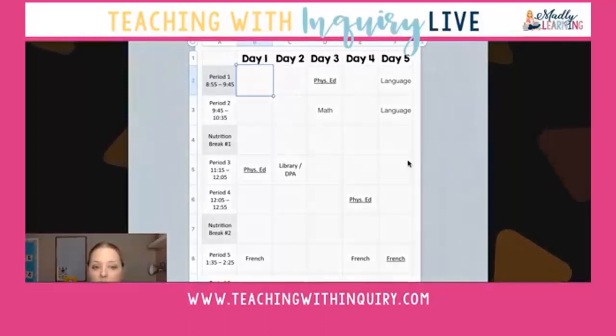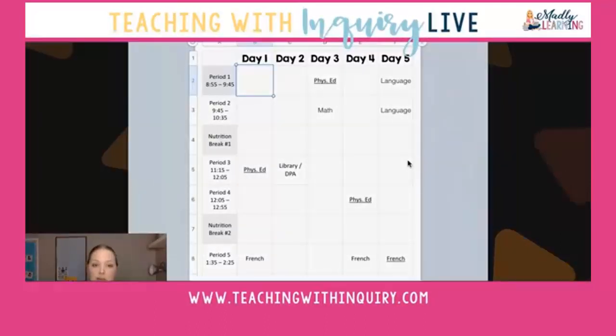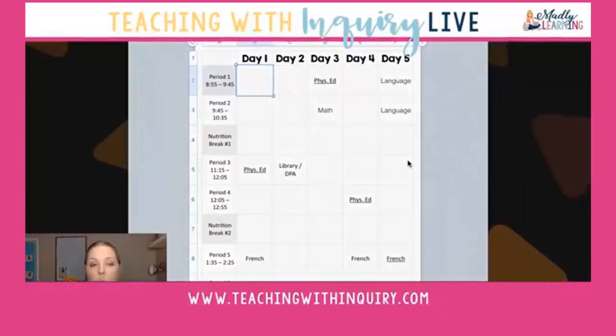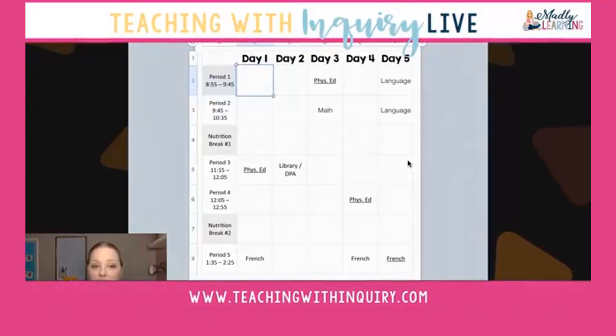Or it's right after nutrition break, again, so that they can enter into my classroom. So really those are the first two things that I figure out: where is my language going to go and where is my math going to go? And those two play together because I want math to come in the first half of the day as possible.